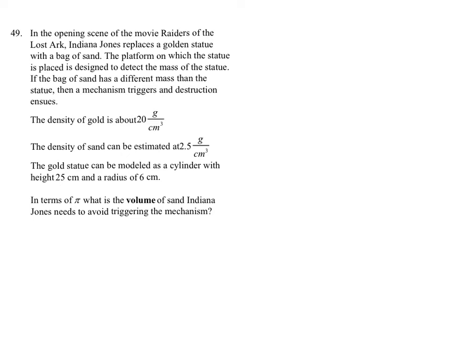All right, the Indiana Jones problem. The basic thing that you have to understand here as you read through this information is that the mass of the sand and the mass of the gold statue have to be the same. This is how you would avoid triggering the mechanism, is keeping the masses the same. So let's just notate that we're going to say, hey, the mass of the gold has to be equal to the mass of the sand.